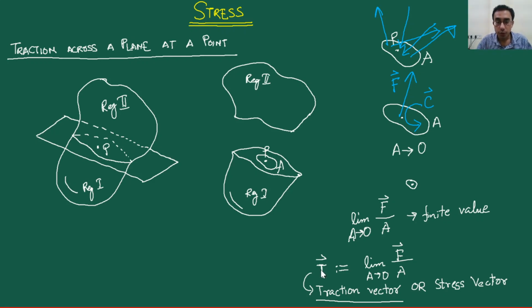So in other words, what we can say mathematically is that the traction depends on the position vector of the point of concern. It also depends on the unit normal of the plane which we are considering. So really what we should be writing here is this.